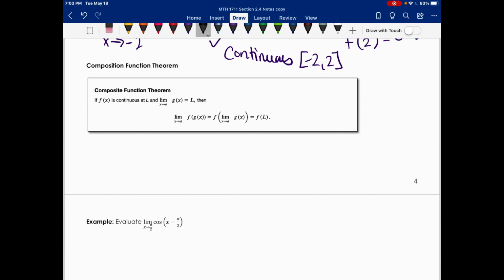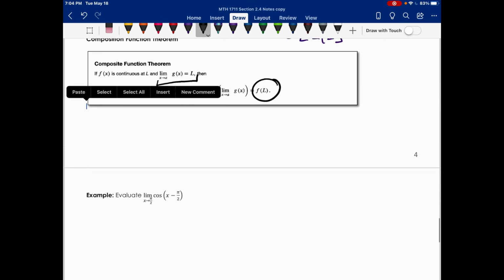So if I'm taking the limit of a composition function, that limit would be equal to f of L, where the inner function has a limit of L, and I just take that limit and plug it into the outer function. Now that works provided that the outer function, your f, is continuous at that point L, and that the limit exists for g of x. So that's kind of a mouthful. So let's walk through an example to show you how this works.